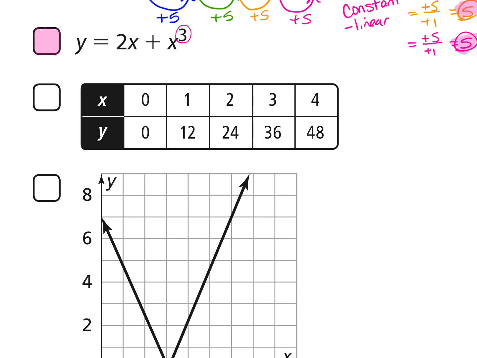Our next choice is a table. So once again, we're going to find the change of y over the change of x and see if it's constant or not. So y goes up 12 when x goes up 1. So 12 over 1 is 12.